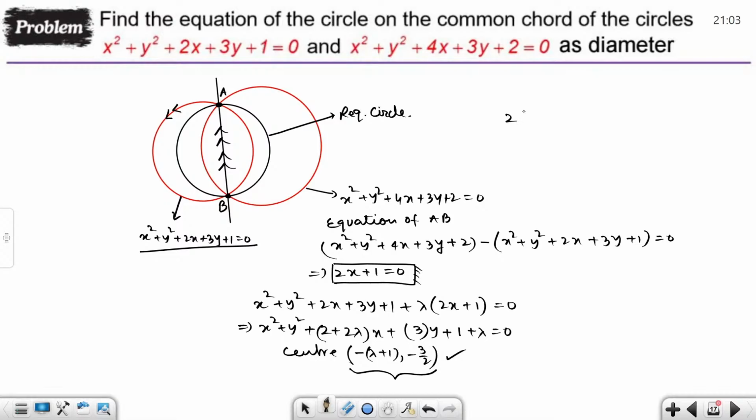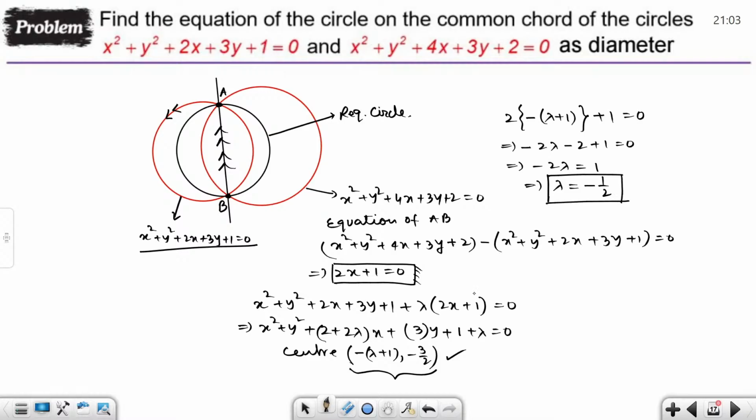So, in place of x, I am writing minus lambda plus 1. If I open the brackets, we are getting lambda is minus half. What is your lambda? Lambda is minus half. Is it clear? Now, the moment you get lambda is minus half, what is the equation of our required circle? It will be, simply, I am putting the value of lambda in this.